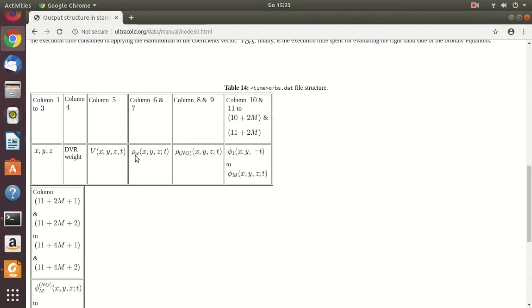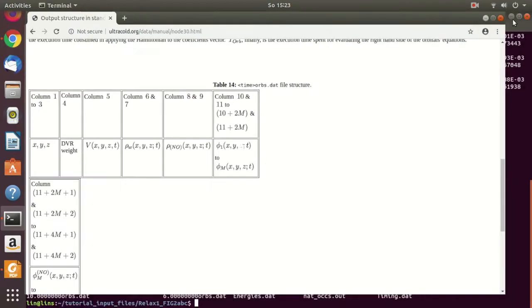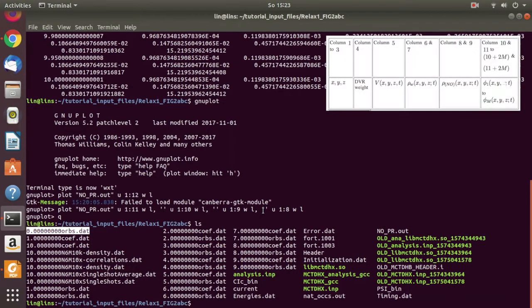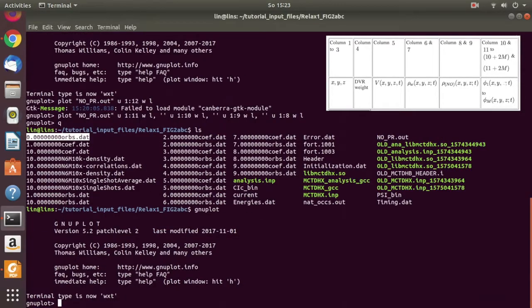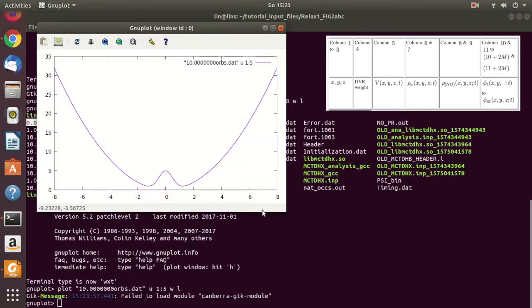So these are what we are usually interested in. For example, since our simulation has converged at time unit 10, we look at the result at time unit 10. First of all, we plot V versus the fifth column. So this is the double well potential that we are simulating our many-body system in.